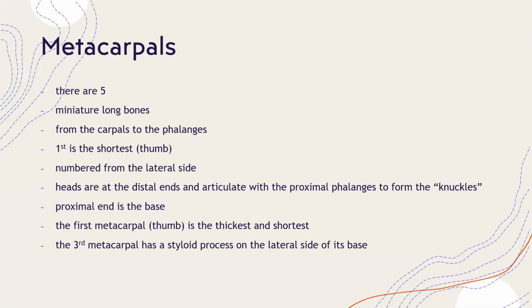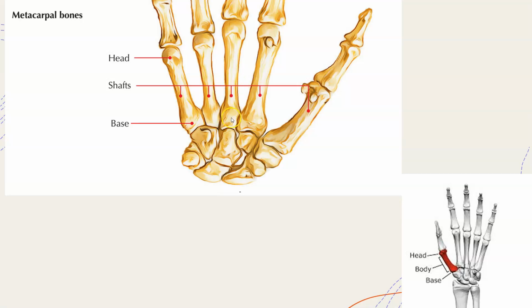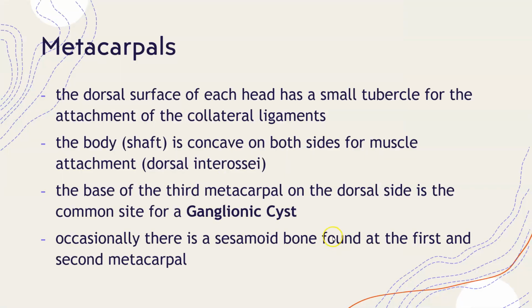The third metacarpal has a styloid process on the lateral side of its base. So we can see here's the third, there's a bit of a styloid process here on the lateral surface right here. Here we can see our distal row of carpals, and then we can see our bases of the metacarpals with the heads here that articulate with the phalanges of the fingers, and again they form the knuckles. So you'll see here again, base, body, and head of your metacarpals.